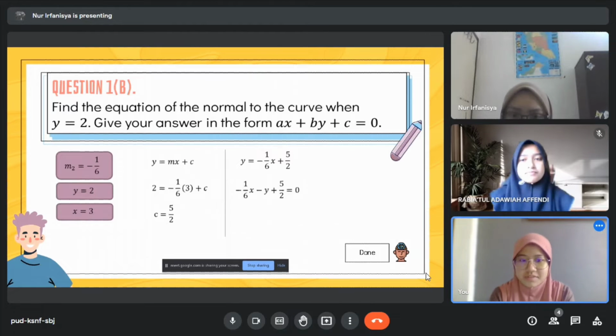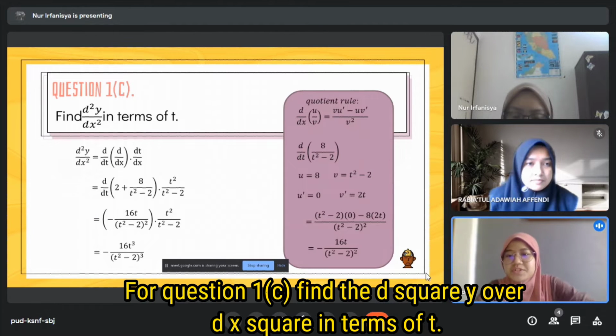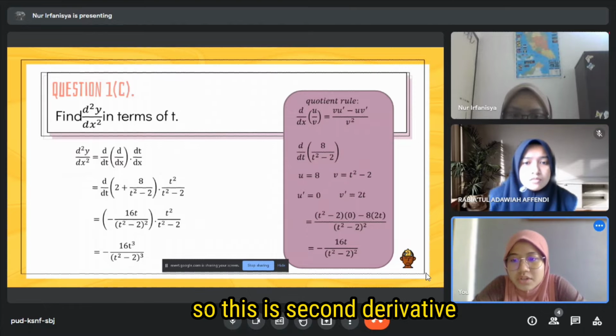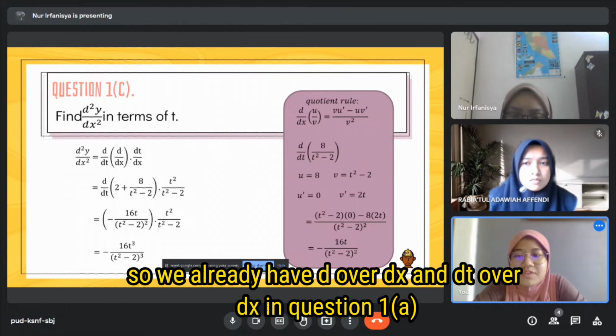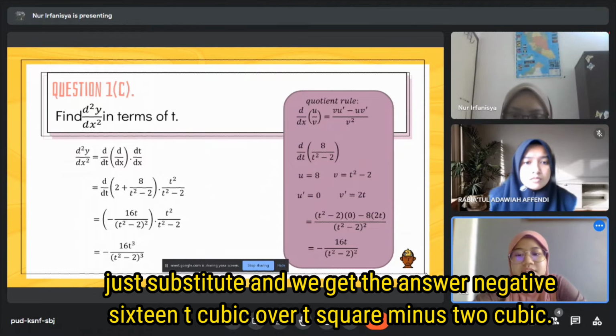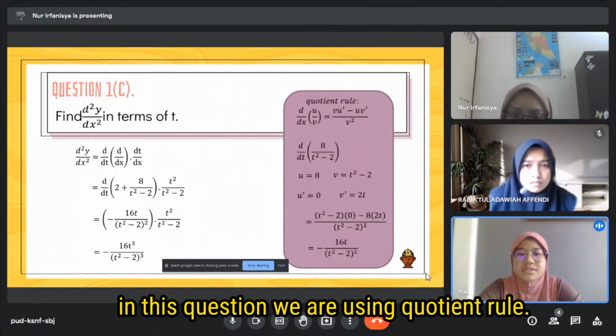Okay. Next. For question 1c, find d2y over dx squared in terms of t. So this is the second derivative. We already found dy over dx and dt over dx in question 1a. Just substitute and we get the answer negative 16 t cubed over t square minus 2 cubed. So in this question we are using the quotient rule.